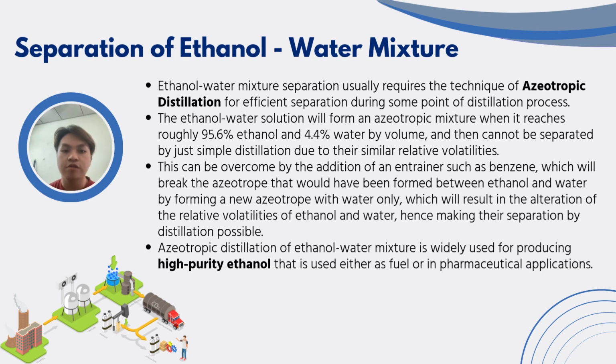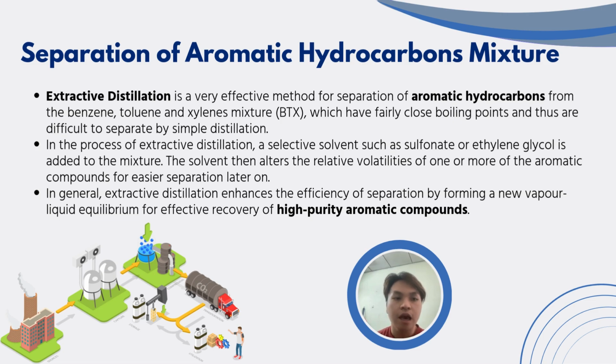Another application is the separation of ethanol-water mixtures, where we use azeotropic distillation to produce high purity ethanol that is used in fuel and pharmaceutical applications, by adding entrainers such as benzene to break the azeotrope, and it will form a new azeotrope with the water only. The last application is the separation of aromatic hydrocarbon mixtures, where we use extractive distillation as one of the methods to separate the aromatic hydrocarbons. It helps enhance the efficiency of separation by forming a vapor-liquid equilibrium for effective recovery of high purity aromatic hydrocarbon compounds.